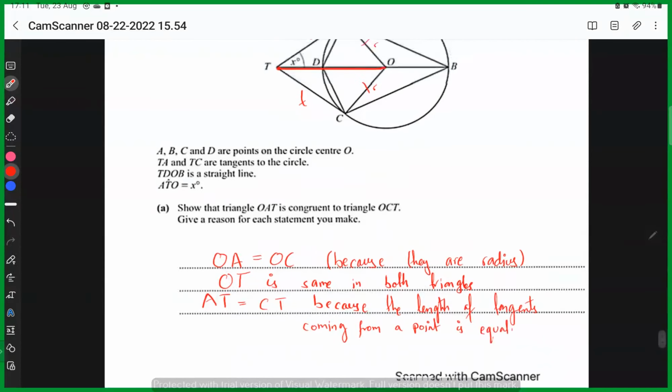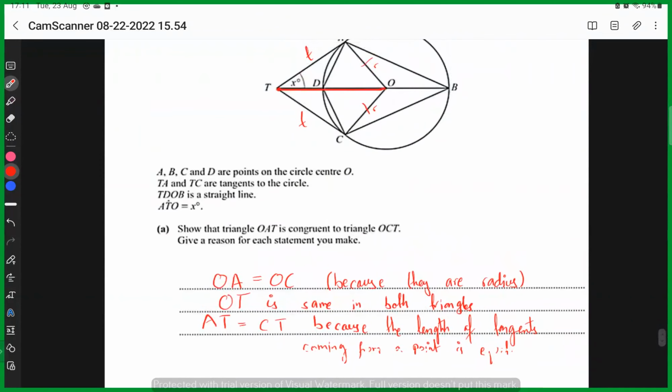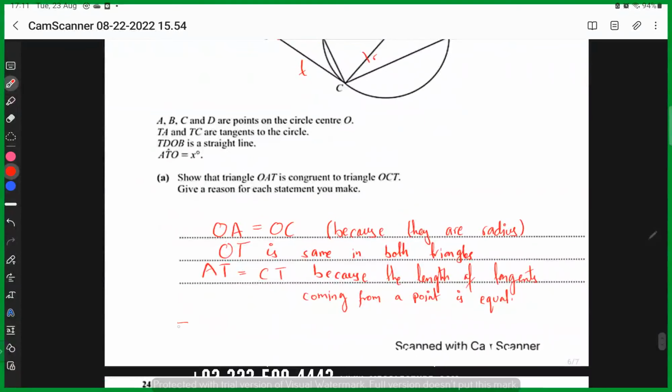Okay, so since OA is equal to OC, OT and OT is same, AT is equal to CT, this implies through SSS, side, OAT is congruent to OCT, and this is your answer. And yes, you would have to write down some explanations as well, and this is how we write them down.